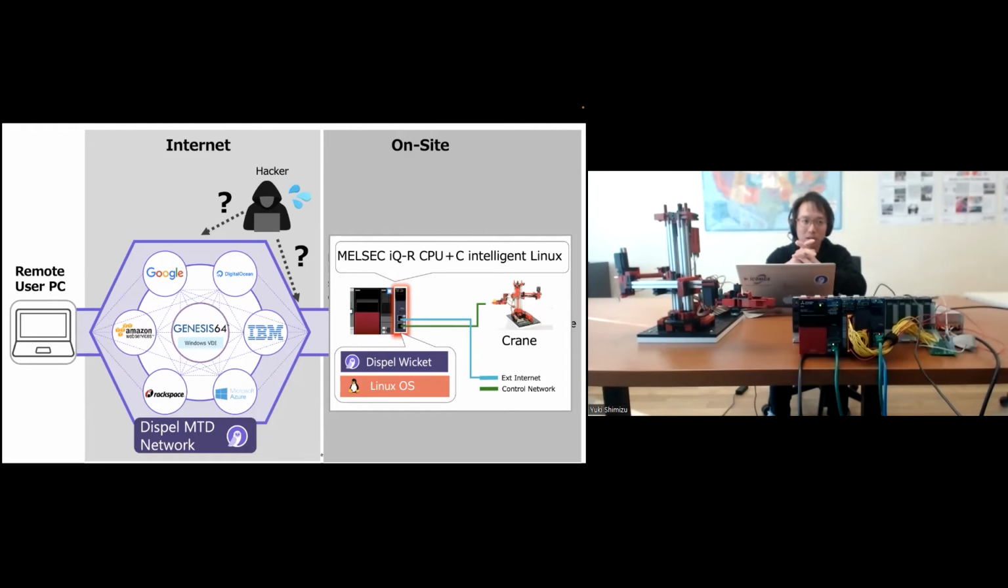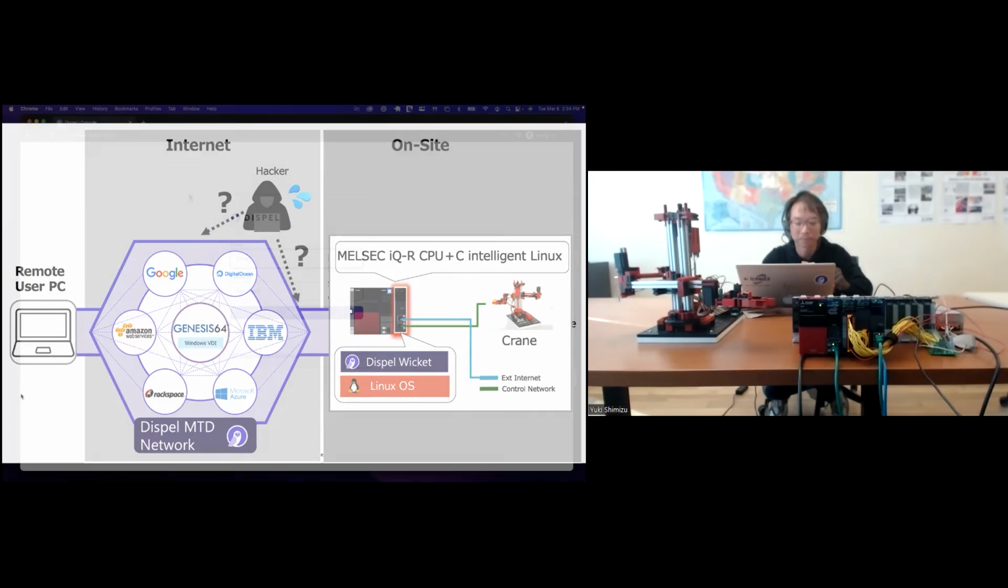The second part is the remote access section. Our operator, Ben, will use Dispel Connect to reach ICONICS SCADA software Genesis 64 in a virtual desktop, which is pre-connected to the MTD network and connected to the PLC to operate our crane system. All right, Ben, you're ready to show the demonstration, please.